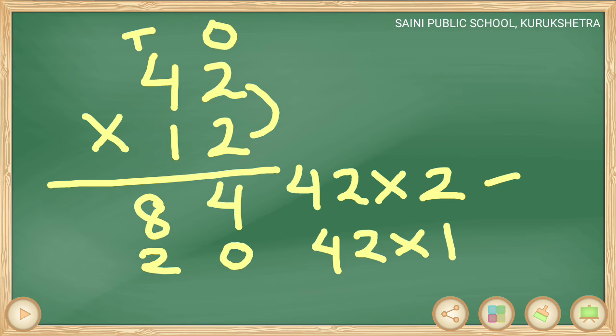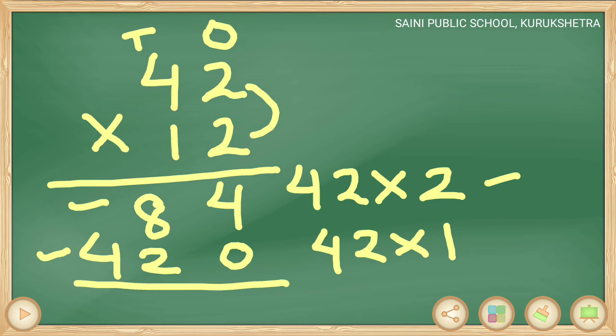4 into 1, so here our answer is 4. Now we will add these two numbers. 4 plus 0, 4. 8 plus 2, here 10, so here 0, and 1 carry. 4 plus 1, 5. So our answer is 504.